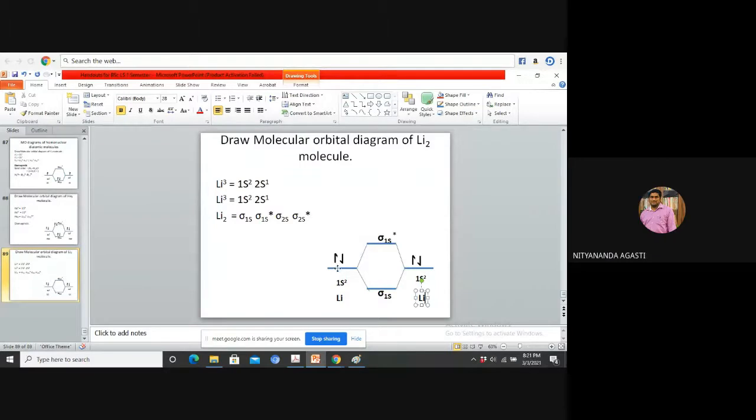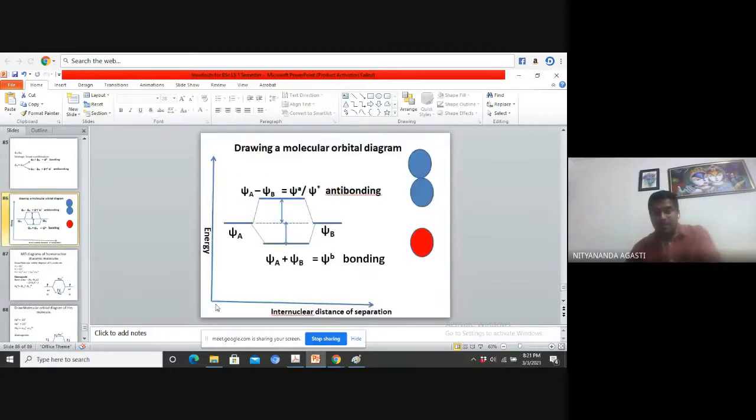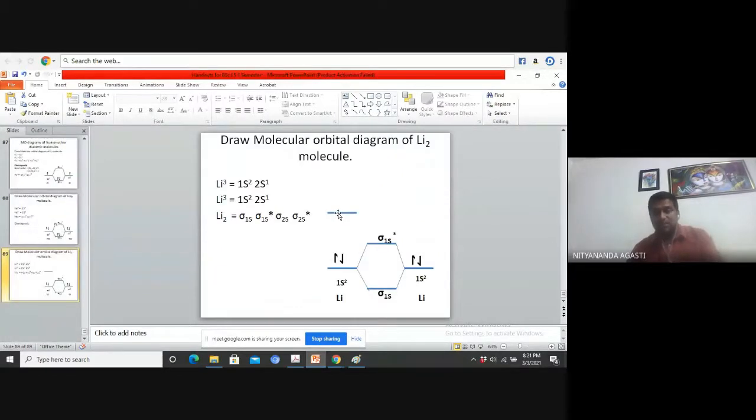Next, we'll be drawing. Let me remind you what we have drawn. It's just energy. Energy, 1s and then 2s is coming. Energy is increasing. That's what, right? 2s and another 2s. Another 2s. Yes, another 2s. And what are the orbitals? 2s orbital.